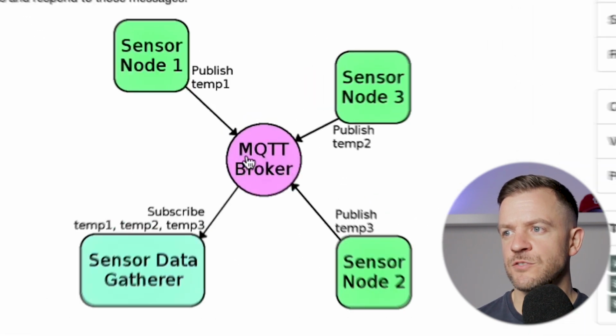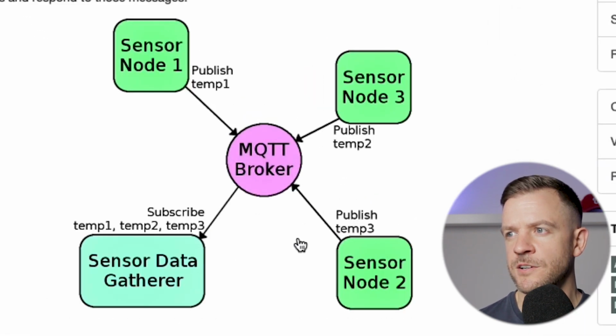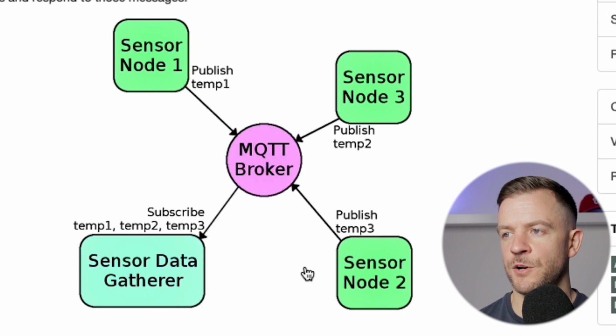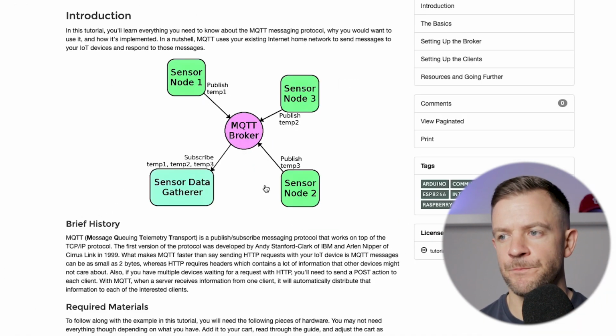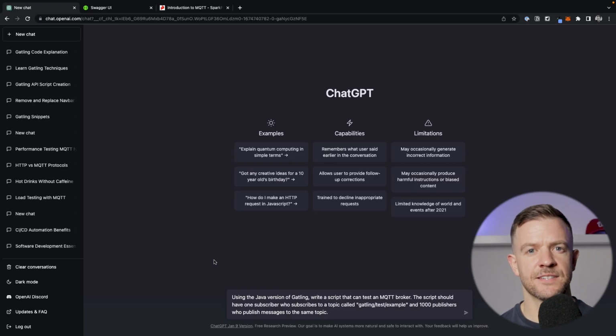So you can see here you would stress test your MQTT broker. You have different sensors that either publish messages to the broker and subscribers that listen on there as well and get those messages forwarded to them. So let's say I wanted to write a Gatling test against an MQTT broker, but I had no idea where to start. What would be a good prompt that I could use?